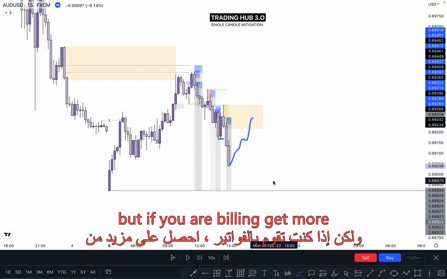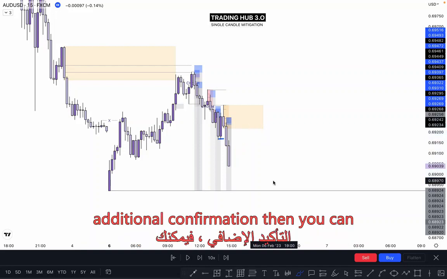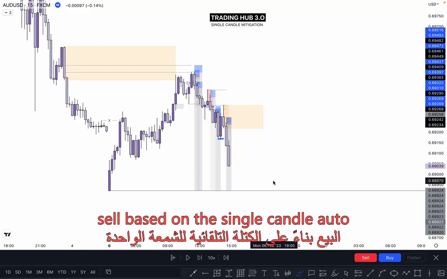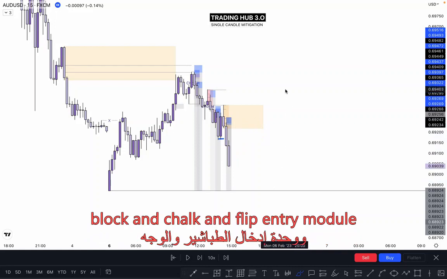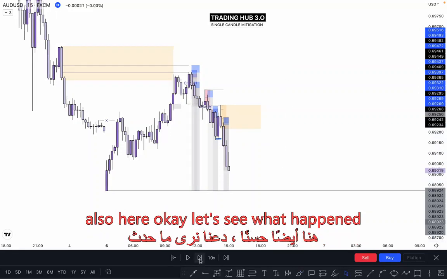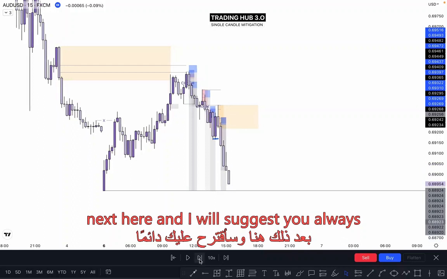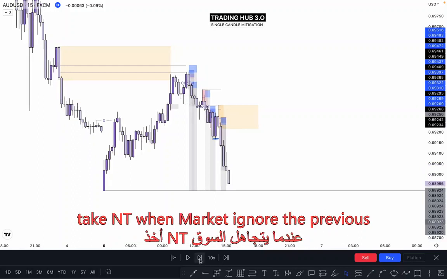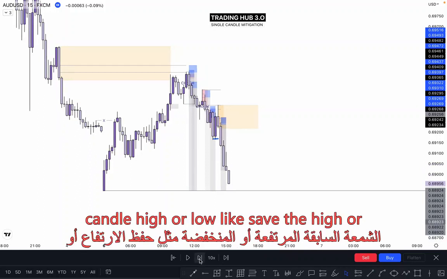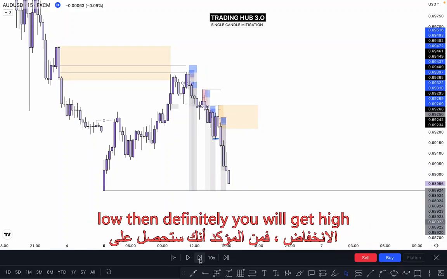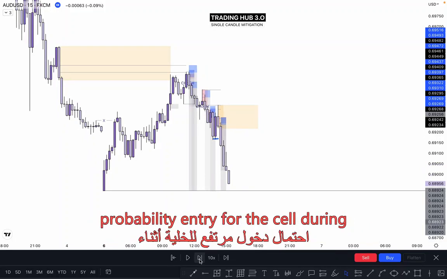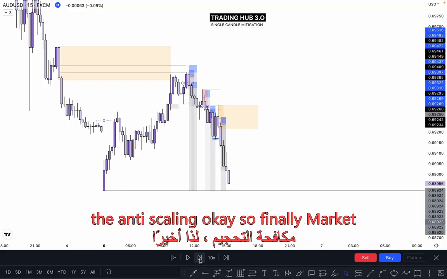But if you are willing to get additional confirmation, then you can sell based on the single candle order block and the CHoCH and flip entry model also here. Okay, let's see what happened next here. And I will suggest you always take entry when the market takes out the previous candle high or low, like a sweep of the high or low. Then you will definitely get a high probability entry for the sell during the entry scaling.